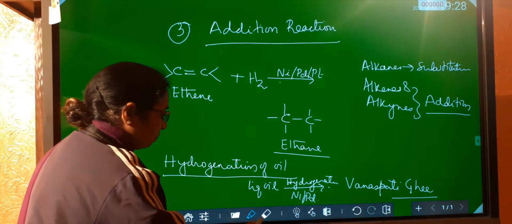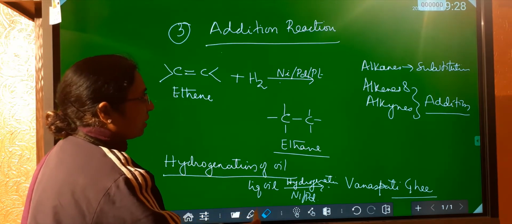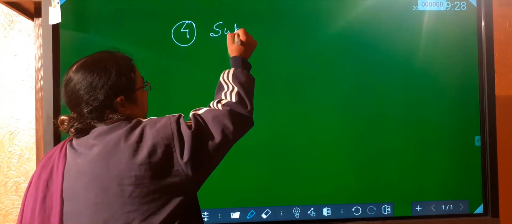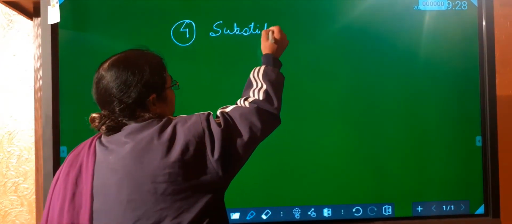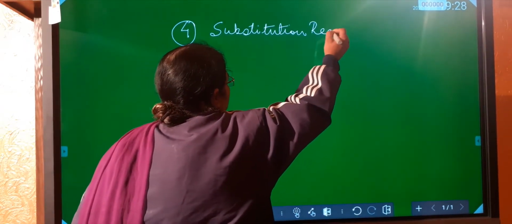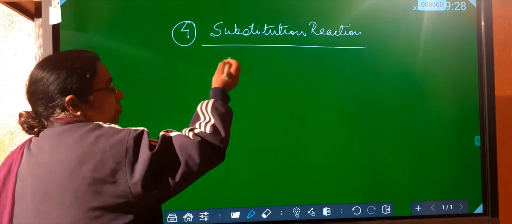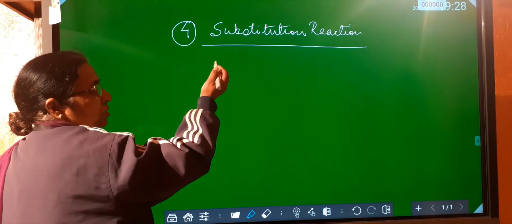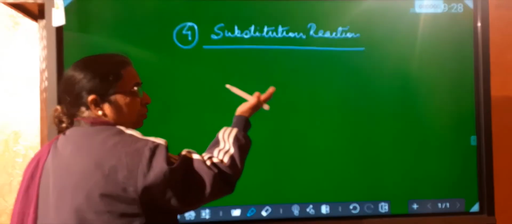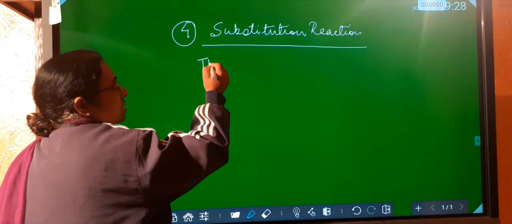Alright, now we have learned about 3 reactions. Addition reaction we have learned. Alright, now the last one, that is substitution reaction. Now this substitution reaction, I have told you, in this one bond will break and in its place another will take over.